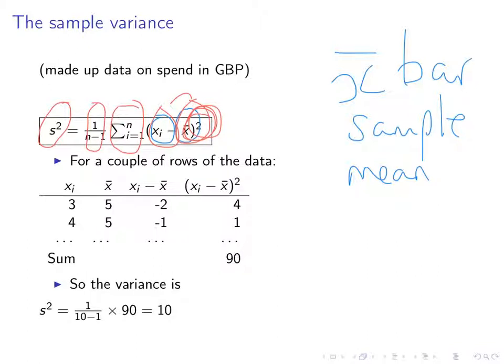Then the summation operator is telling us to add all these numbers together. When we do that, we get 90. And then the final step in calculating the variance is that we divide the 90 by 10 minus 1. There were 10 data points, so 1 over 10 minus 1, 1 over 9, or divide by 9. So our estimate of the variance, the sample variance, is 10. So that's one take on calculating the sample variance.